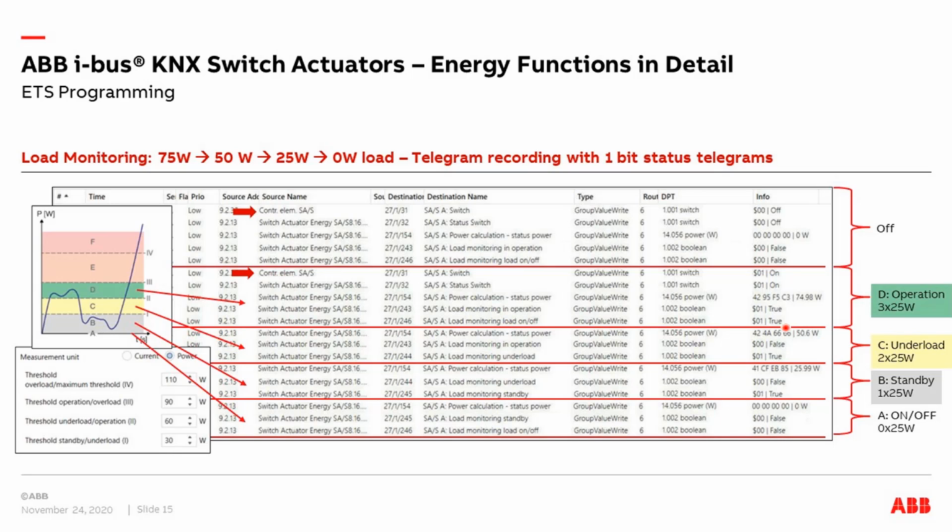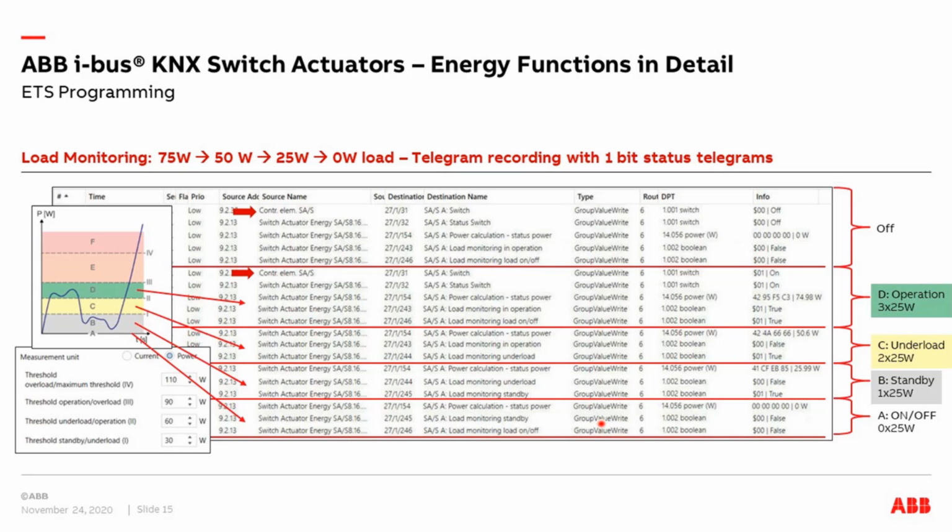So now reduce the load a bit to around 50 watt. Then we are in the so-called underload mode. It means we have no in-operation information anymore. It's false. We are not in normal operation anymore, but we are in underload. Correct. Then reduce by another 25 watt. We have only the standby range now active. And no underload anymore, but standby is active.